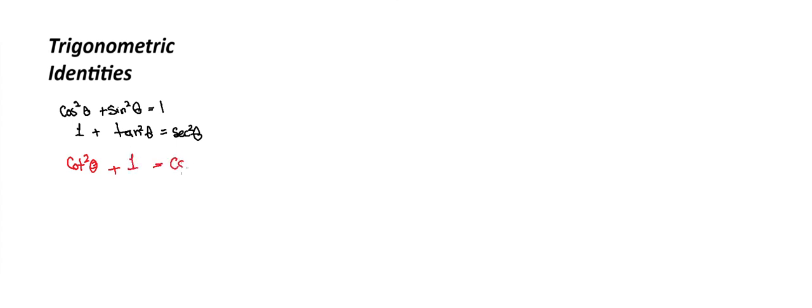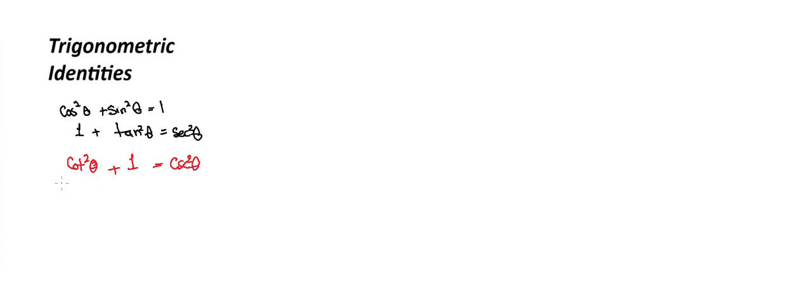Something like the Pythagorean identity. We said that cosine squared of an angle plus sine squared of an angle equals 1. Then when we divided the whole equation by cosine squared, it gives 1 plus tan squared theta equals secant squared theta. If I want to divide it by sine squared, it gives cotan squared theta plus 1 equals 1 over sine squared, which is cosecant squared.